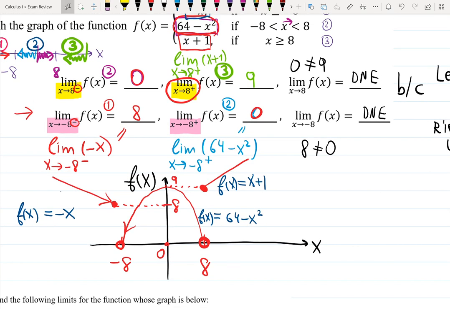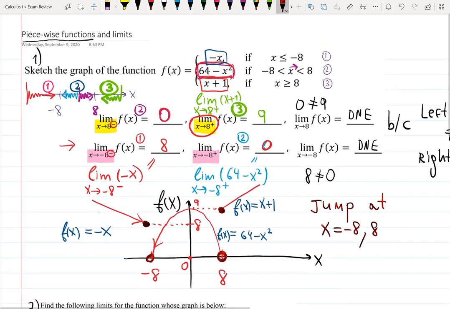So what can you claim? We can claim that we're experiencing a jump, or the function has a jump at both points x equals -8 and 8. It literally jumps from the height 8 to 0 at -8, and then jumps from the height 0 to 9 at 8. And that's interesting. That's a type of discontinuity.